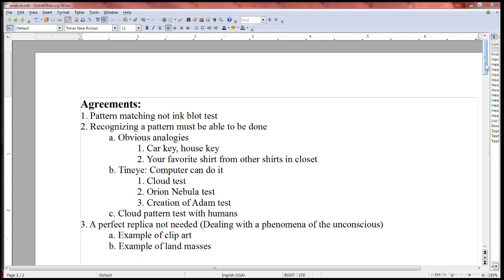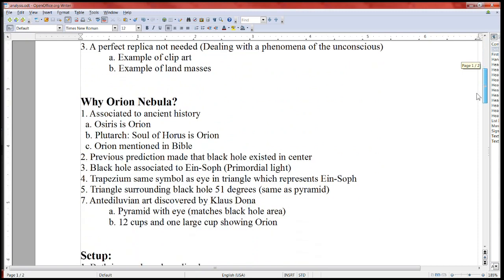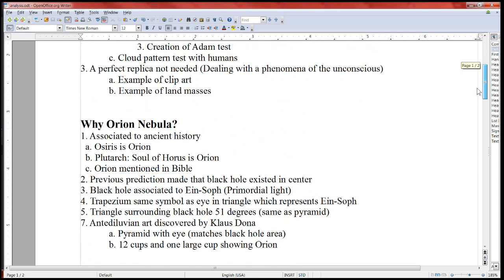Now that we've established some of those agreements, we know what's possible for the human to do. We know that we can do this type of comparison. It's not out of reach. And we understand that it's pattern matching and not ink blot. Let's move on. So why the Orion Nebula?